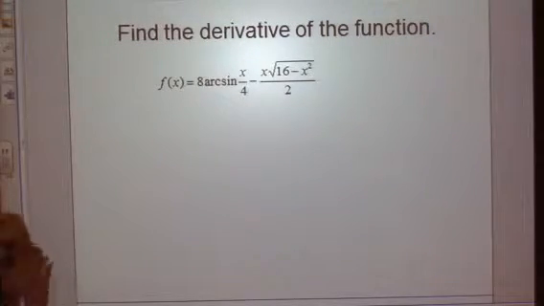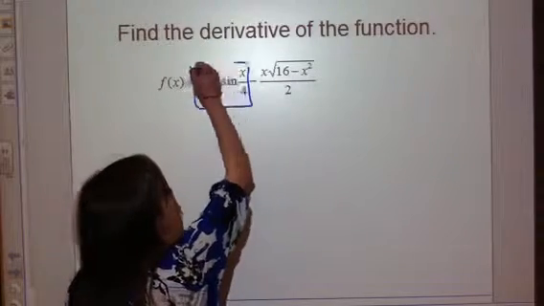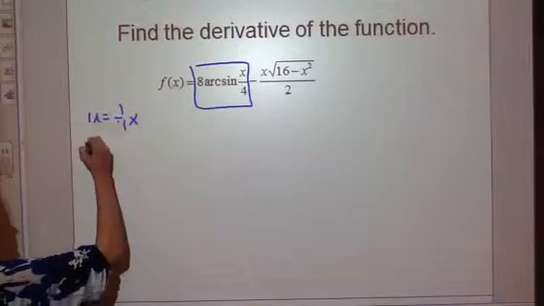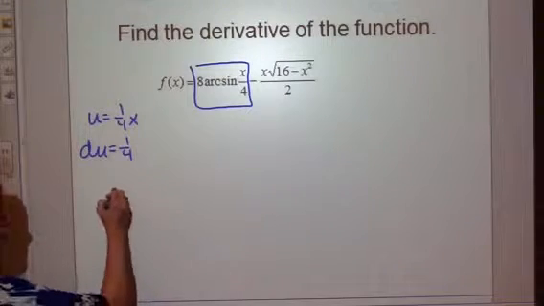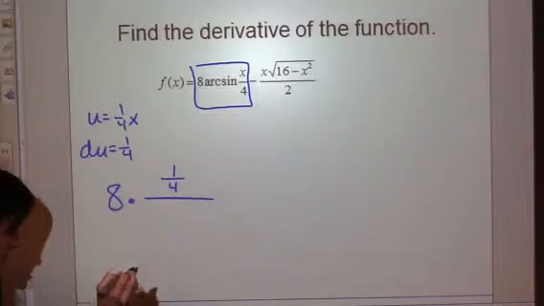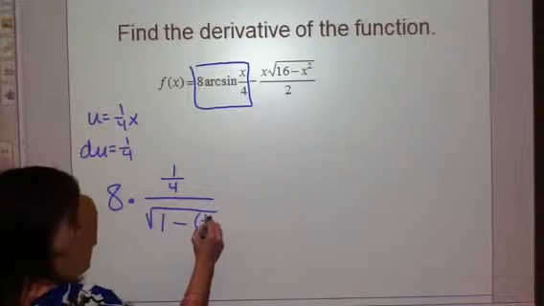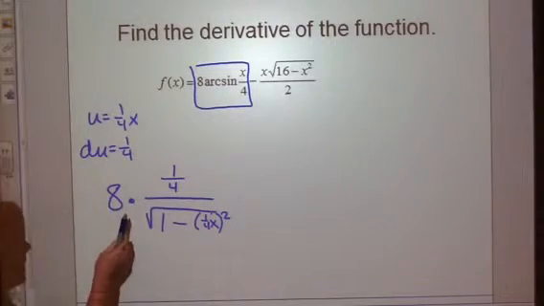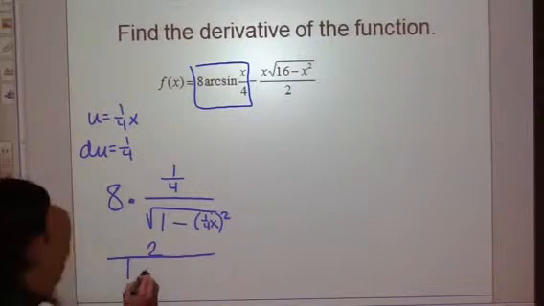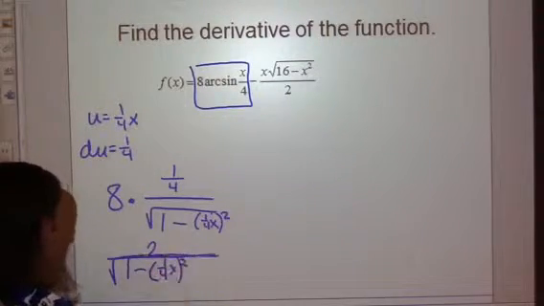Alright, so here we have 8 arc sine x over 4 minus another quantity. So let's just focus on the first part, since there's a subtraction symbol. So arc sine of x over 4, so u is a fourth x. So du is a fourth. So we have 8 times arc sine's derivative, u prime over square root of 1 minus u squared. Okay, that 8 and that fourth you can multiply and you get 2. And there's your answer there.